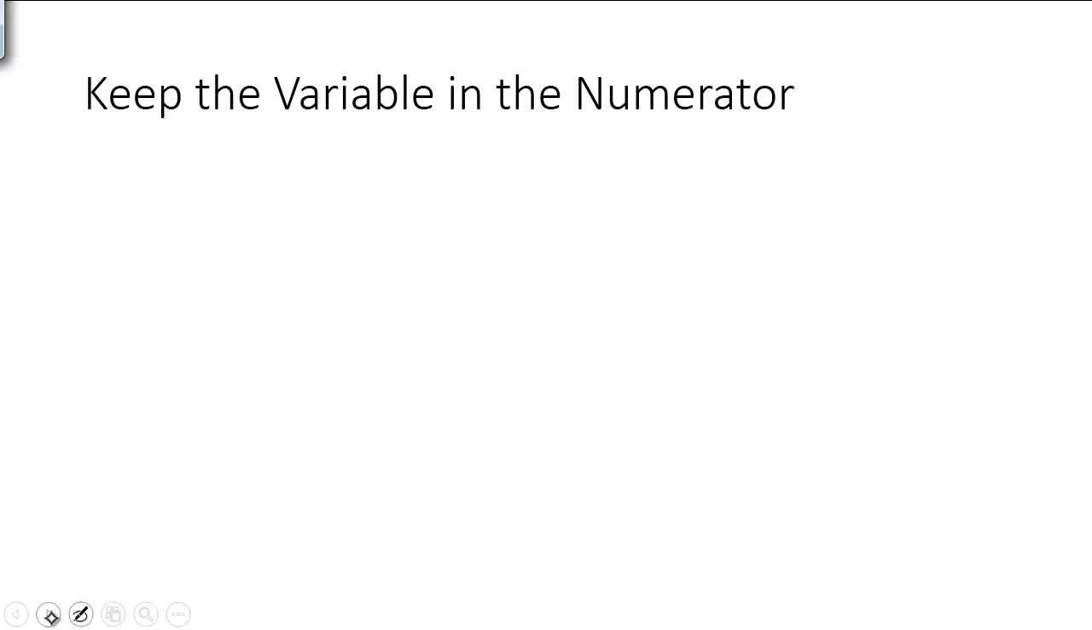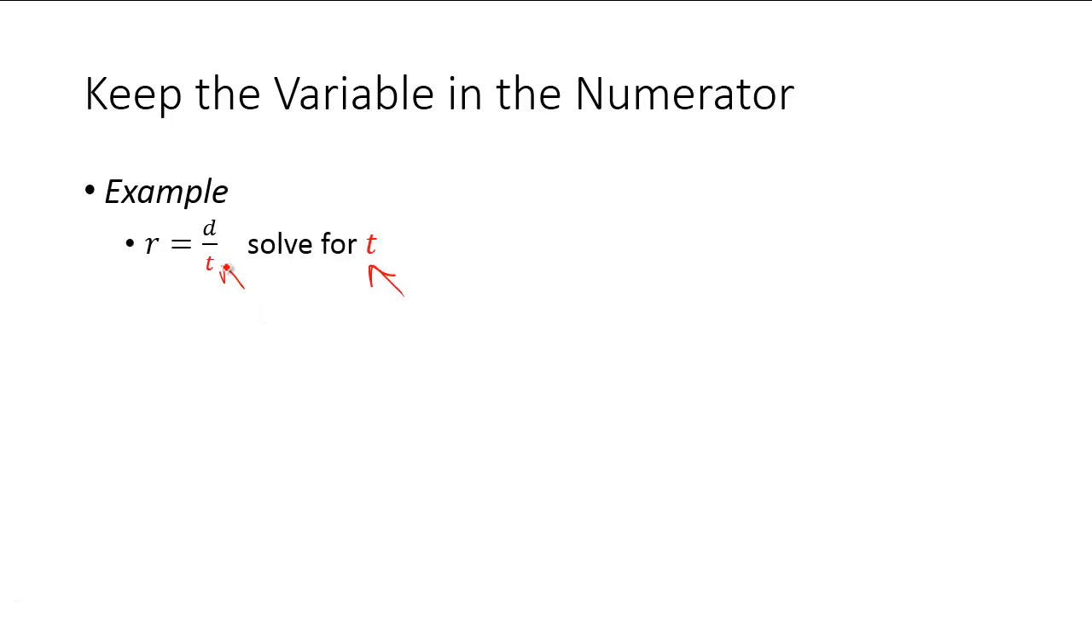Another thing to think about is to keep the variable in the numerator. So, for example, if your variable of interest is in the denominator, you want to get it out as soon as possible. So in this case, it's divided by t, so we want to multiply by t to release it. We got rt equals d.